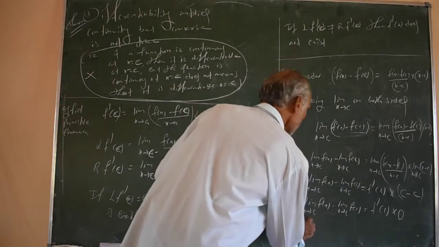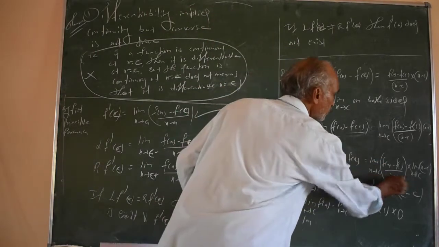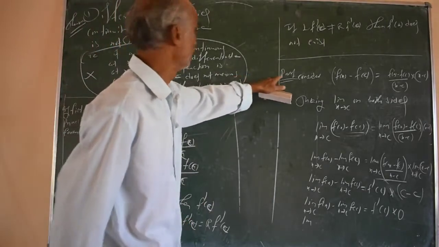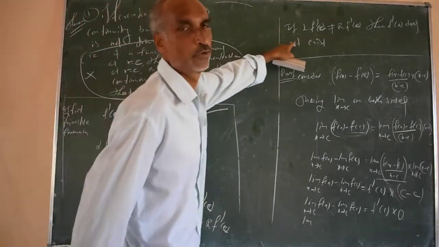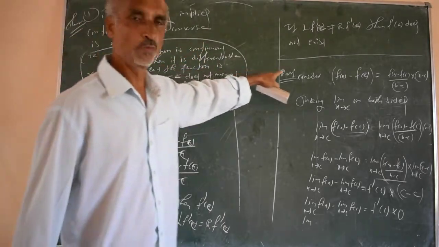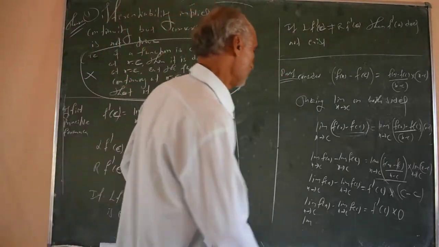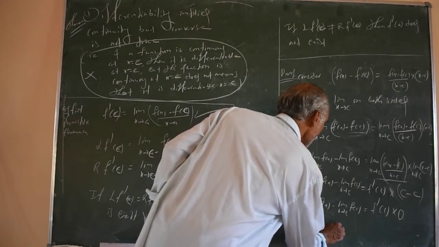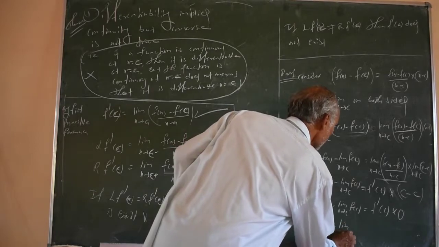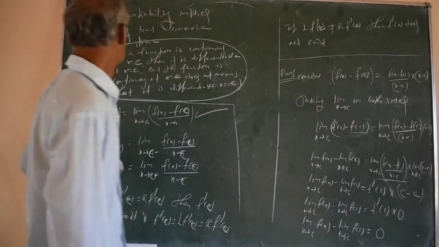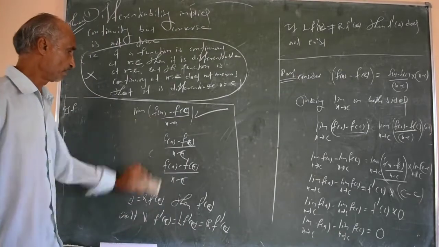f dash of c is the limit, by the definition. Here only the definition is there. We actually start from here. These things are supporting things, not necessary for examination. If the theorem is asked, start only from here. Limit x tends to c of f of x minus limit x tends to c of f of c is equal to 0. That's equal to what? 0.